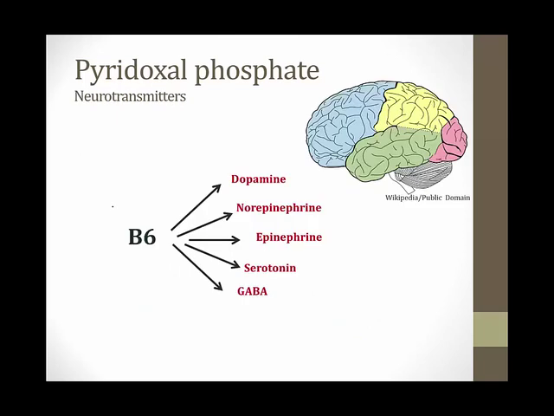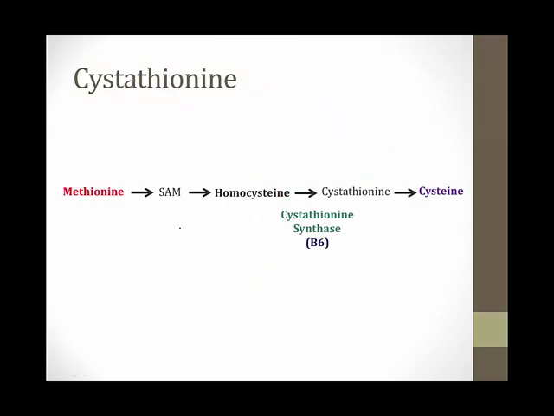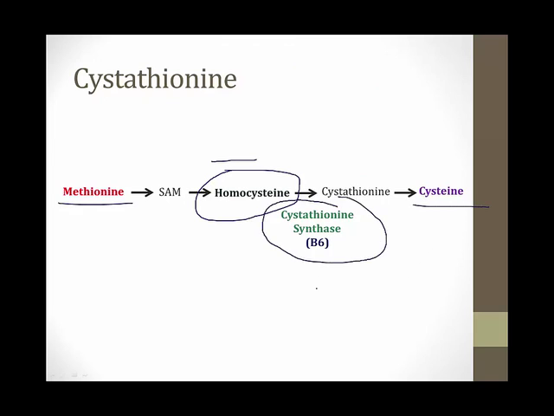B6 is also very important in the synthesis of neurotransmitters. It plays a role in the pathways for synthesizing dopamine, norepinephrine, epinephrine, serotonin, and GABA. In the amino acid modules, I talk about homocysteine, and in the pathway of converting methionine into homocysteine and then cysteine, you need an enzyme called cystathionine synthase, and that requires vitamin B6 to convert homocysteine into cystathionine.